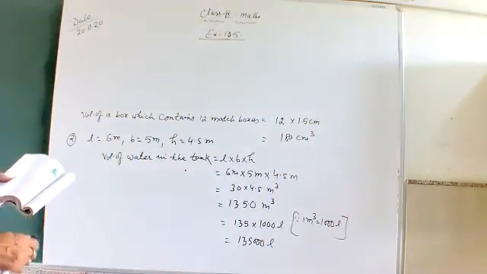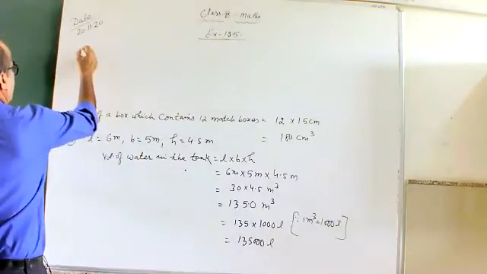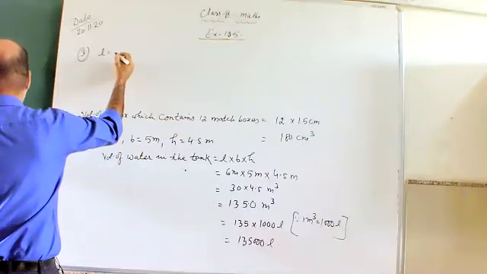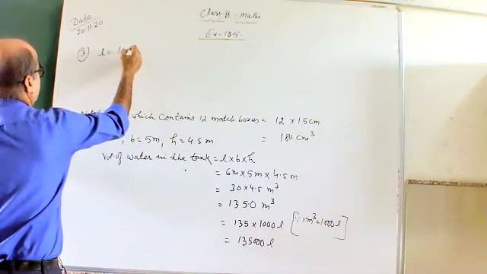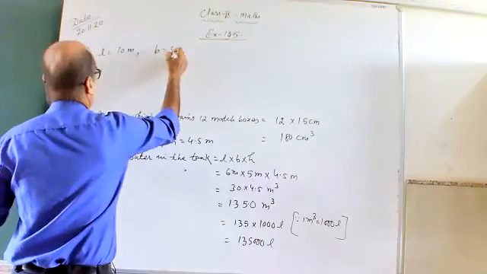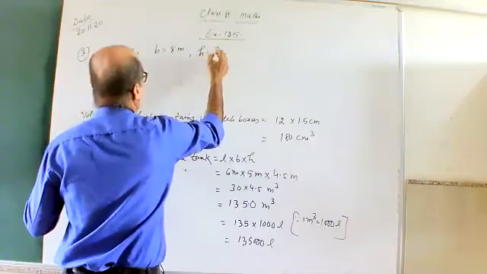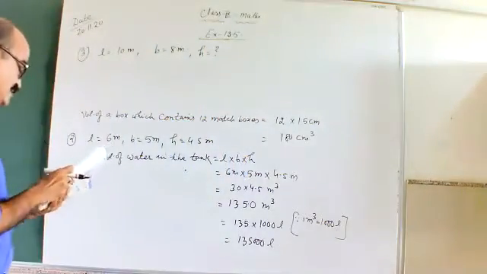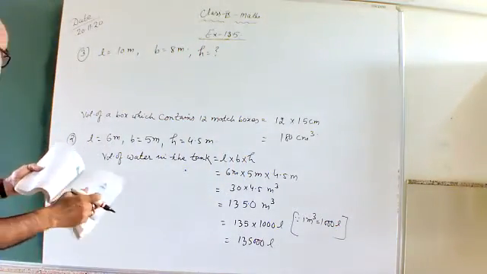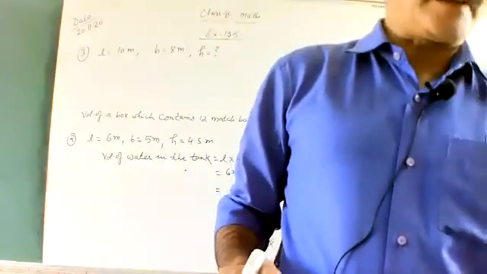Now, next question. If a model vessel is 10 meters long, its breadth is 8 meters wide, and we need to find the height of this vessel, right? And volume is given. Volume is 380 cubic meters.